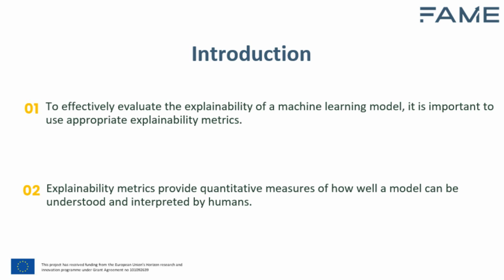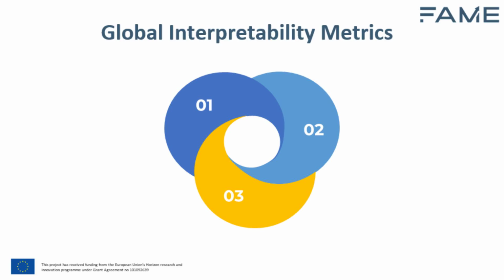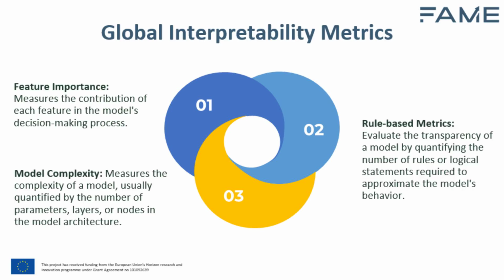In this part of the course, we discuss various explainability metrics, their significance, and how to compare and select the most suitable ones. Let's explore key global interpretability metrics that help us understand and explain AI models. Feature importance. This metric measures the contribution of each feature in the model's decision-making process. It can be computed using techniques like permutation importance or SHAP values.